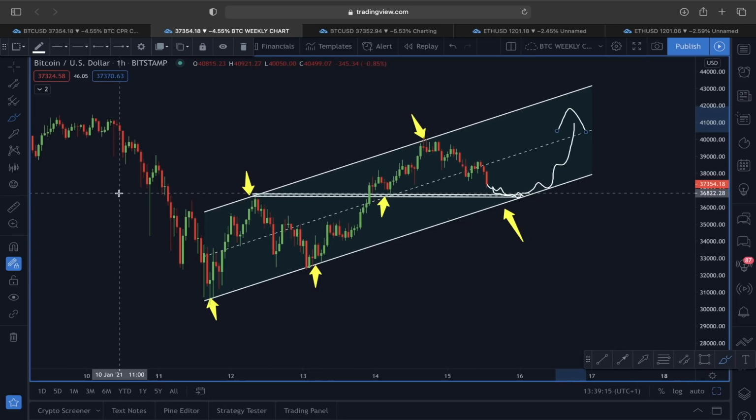So guys, this is what I see right now looking at the price action of Bitcoin in a 4-hour time frame and also in an hourly time frame. And if you look at this in a daily time frame, I have a very interesting scenario to show to you.